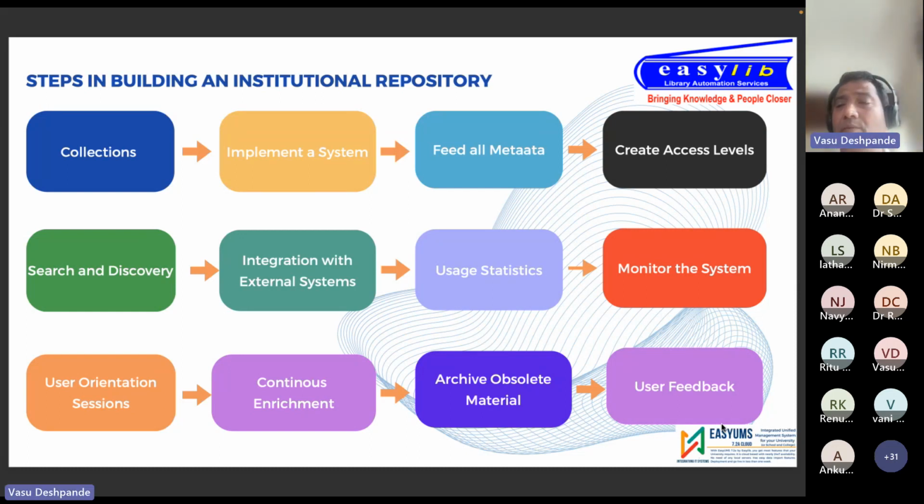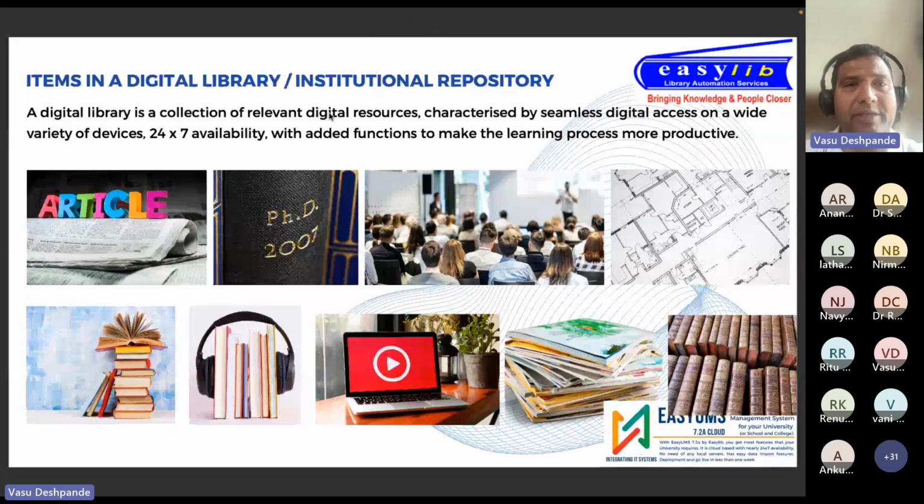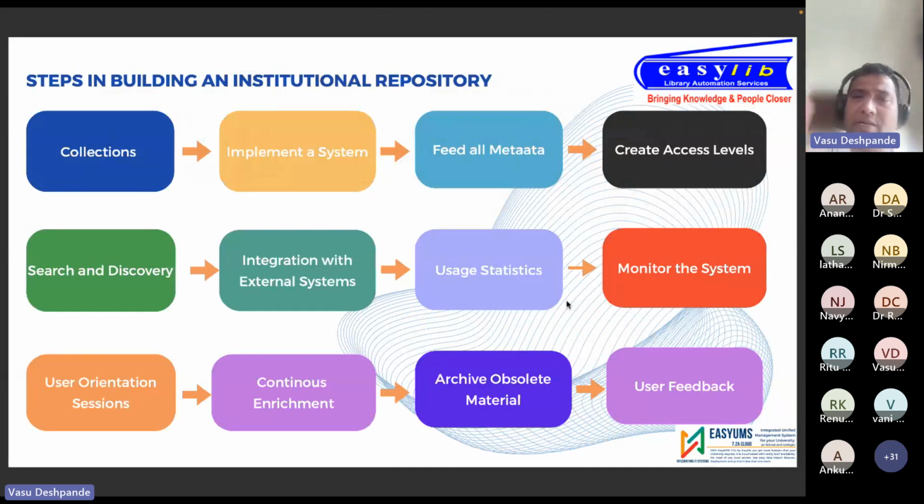And the last but not the least important thing is user feedback. All that effort you are putting in, why are you putting it in? You want to make sure that your students are able to get more and more benefit from the library. If we go back to the original purpose of the library, a digital library is a collection of relevant digital resources characterized by seamless digital access on a wide variety of platforms with 24/7 availability, with added functions to make the learning process more productive. So every line, you want to make sure, is addressed in one of these action items.